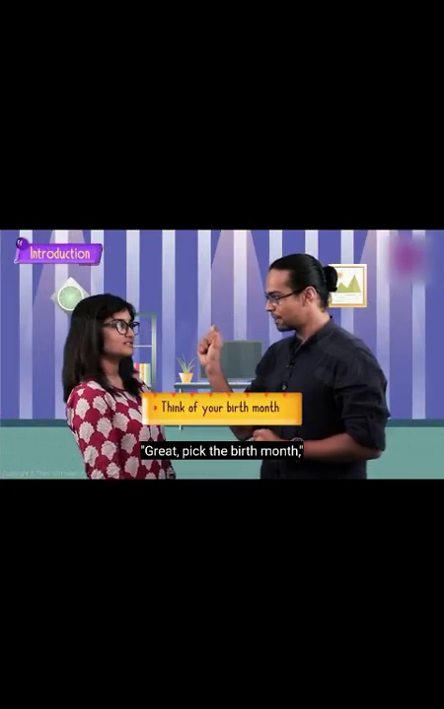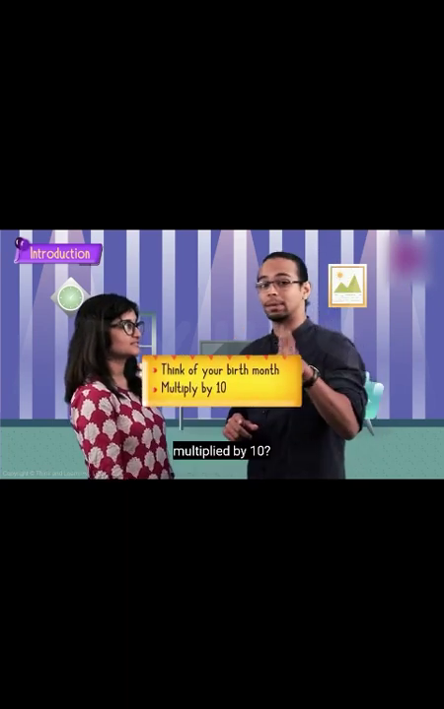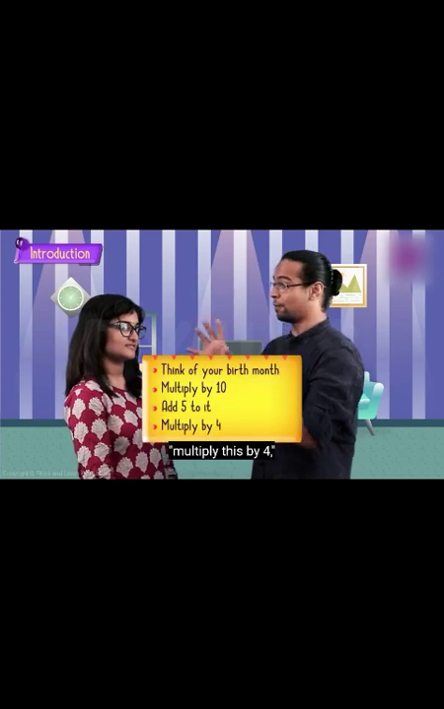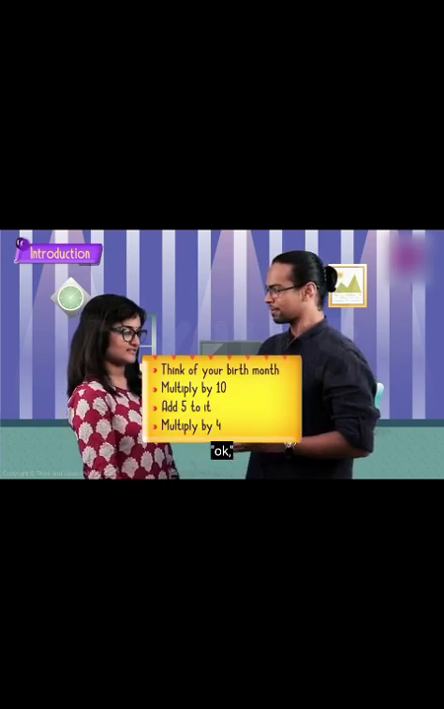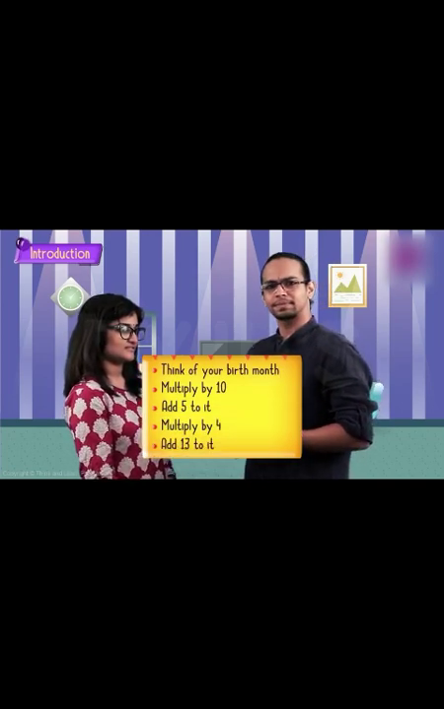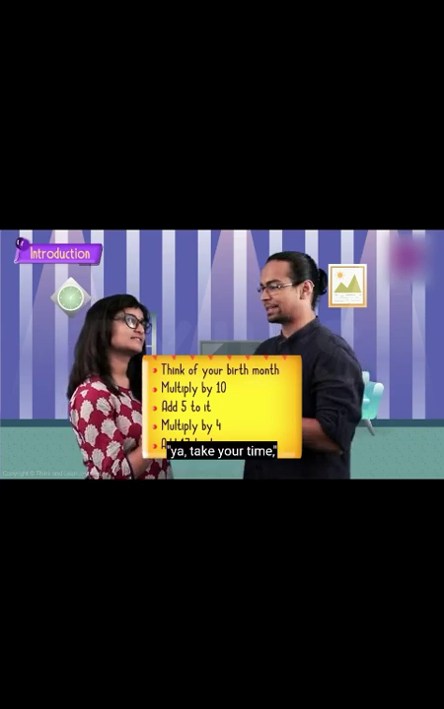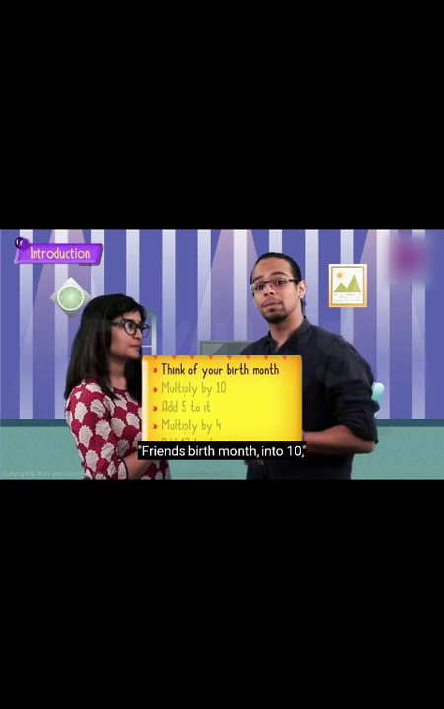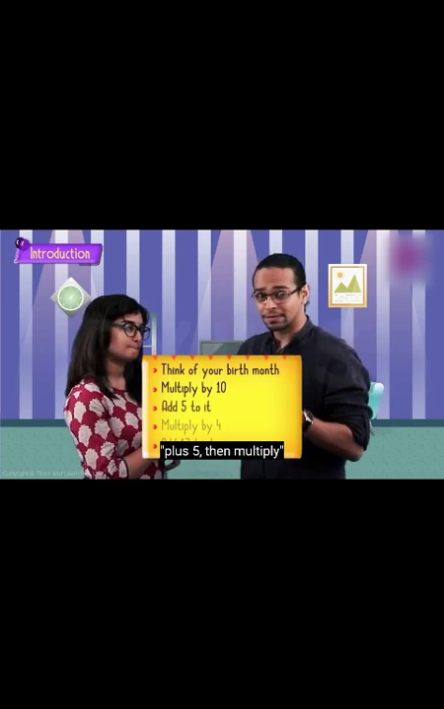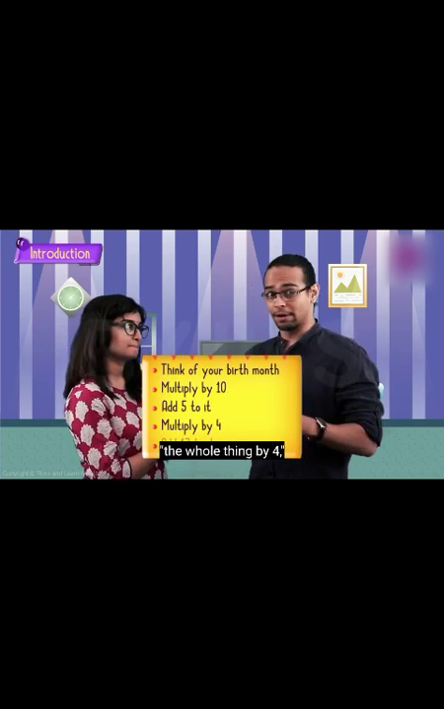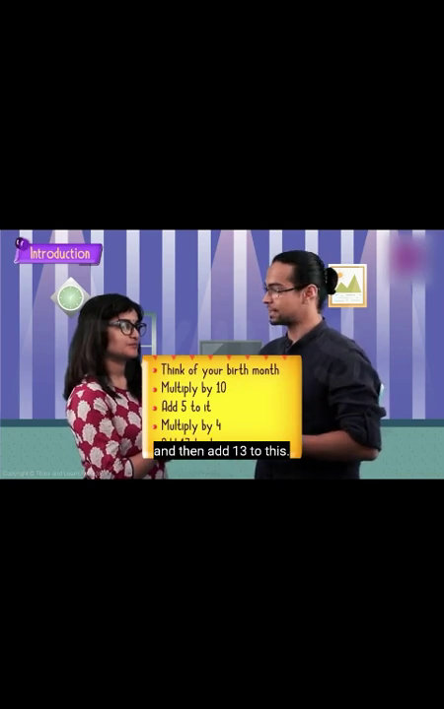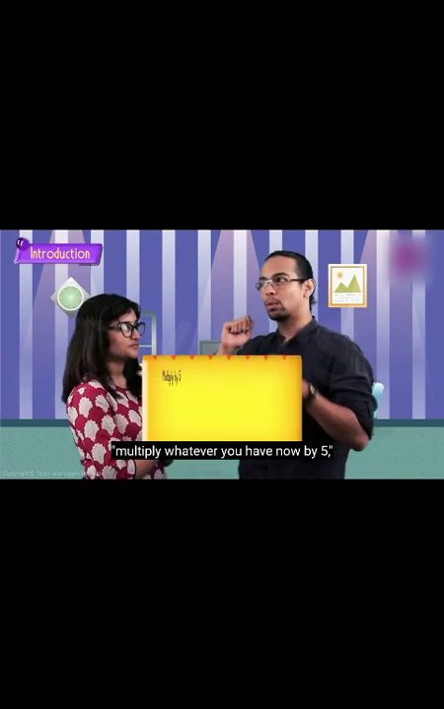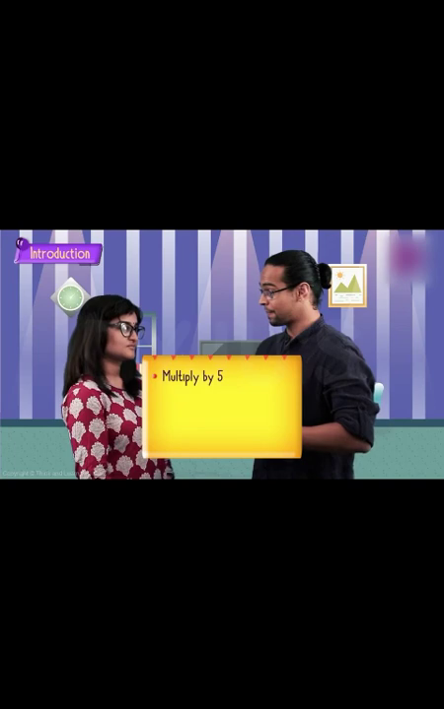Great. Pick the month, multiply by 10, add 5, multiply this by 4, add 13 to this. Yeah, take your time. You guys are following, I'm just repeating this, right? Friend's birth month into 10 plus 5, then multiply the whole thing by 4, and then add 13 to this. Yeah? Multiply whatever you have now by 5.